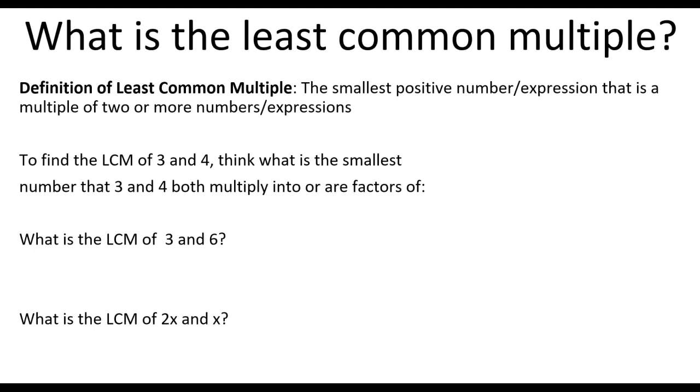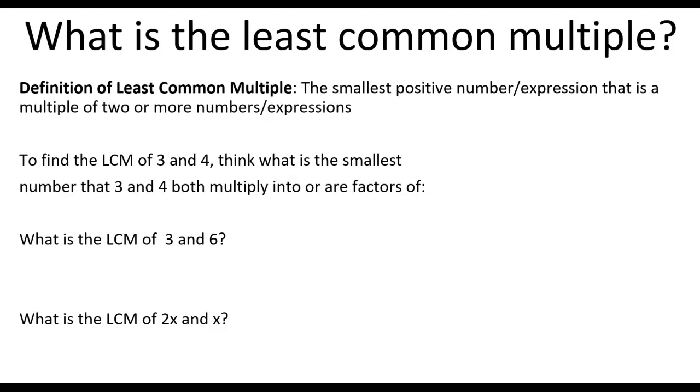Let's dig in. So first we want to talk about what is the least common multiple. The definition of a least common multiple is the smallest positive number or expression that is a multiple of two or more numbers or expressions. And what that means is if we're asked to find the least common multiple of something, we're going to think, what is the smallest number that those two things both multiply into or are factors of?